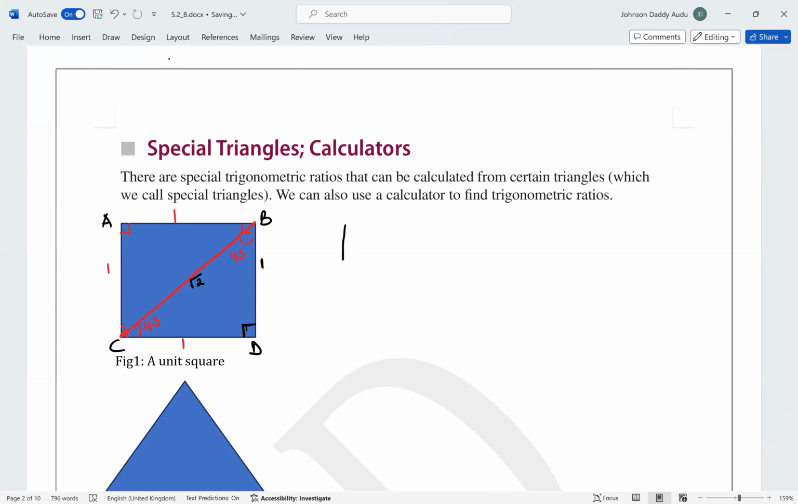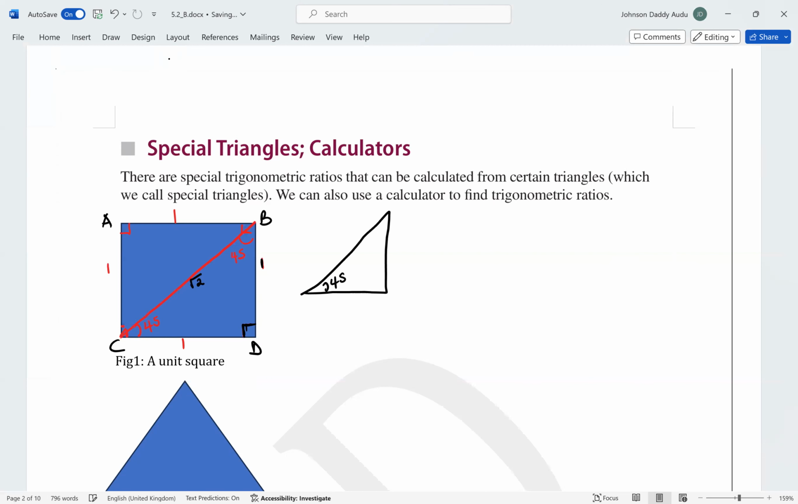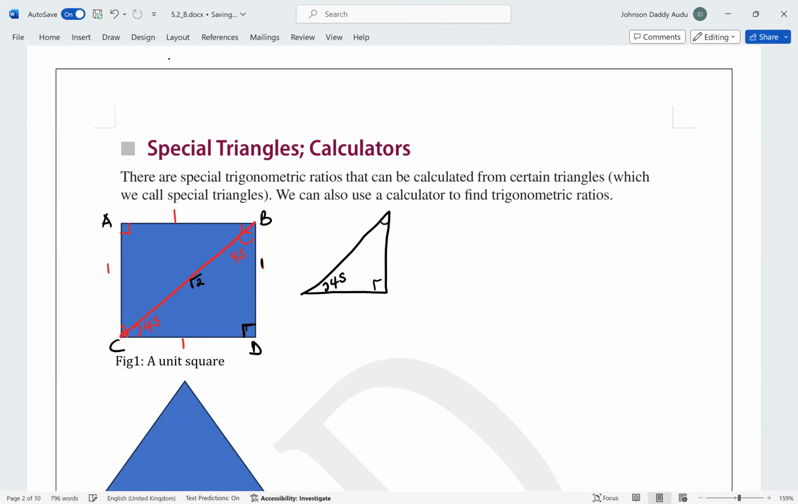So let's bring that out. Let me just bring any of them out, let's use this one here. So here is 45, here is 90, and here is also 45 degrees. Here is 1, and this is root 2. We're using this triangle BCD, and ABC is also the same, so you can use any one.